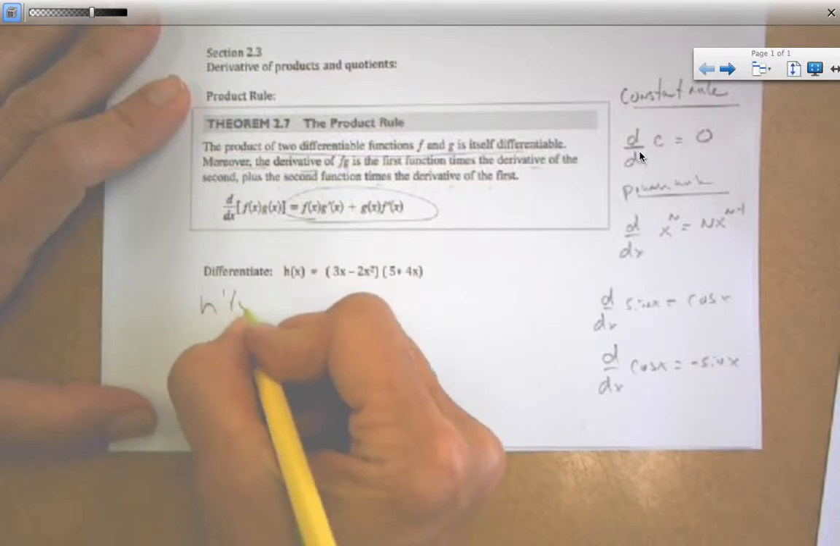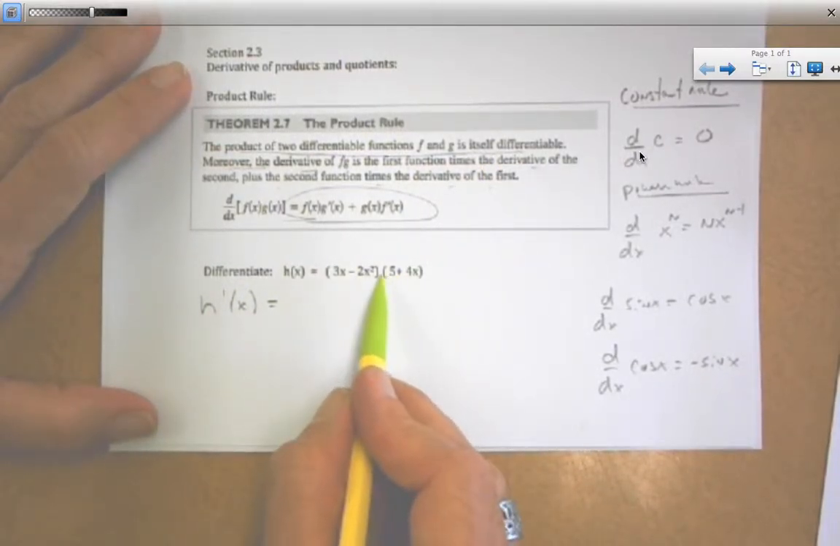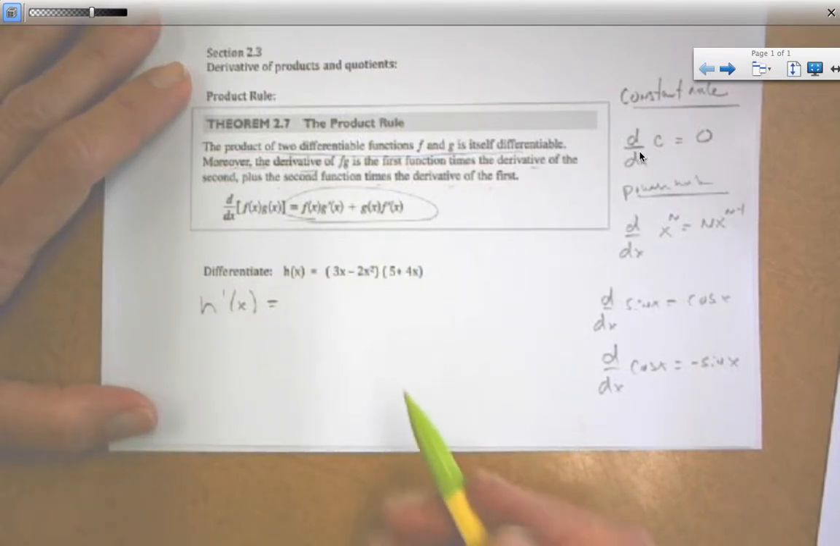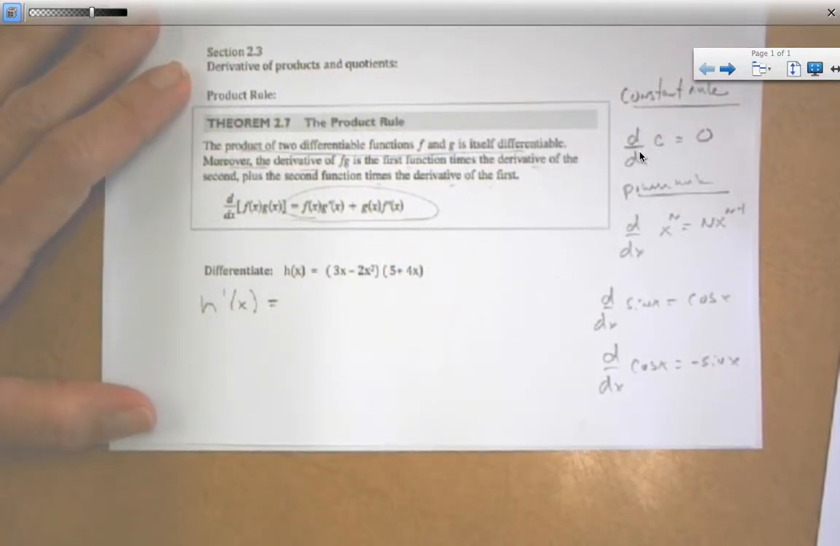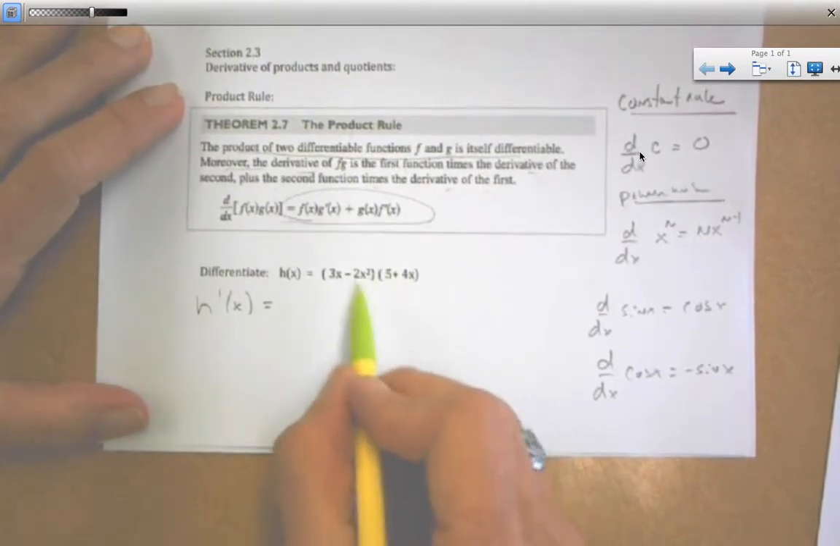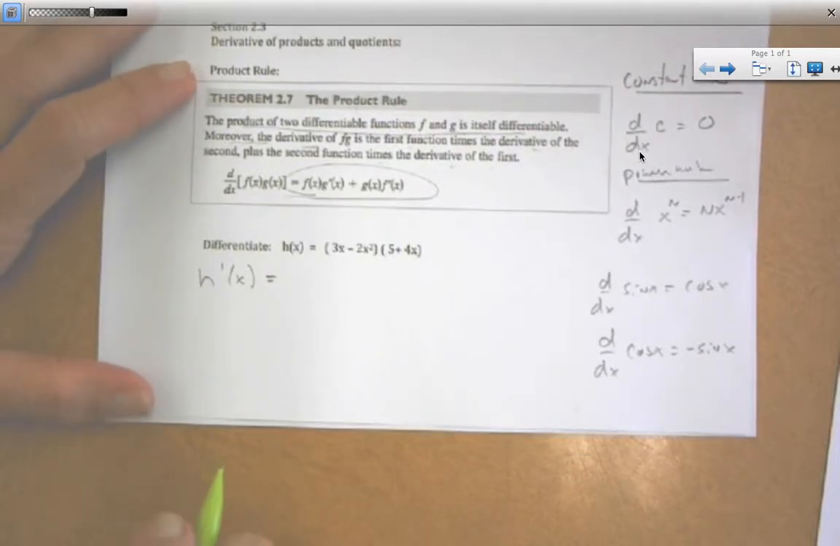So h prime, since this is the product of 2 functions, I can FOIL this out, or I can use what's called the product rule. And they gave us a simple one to start with so we can easily follow the process. But these are going to become more complicated, and you're going to want to know the product rule instead of how to multiply it out.